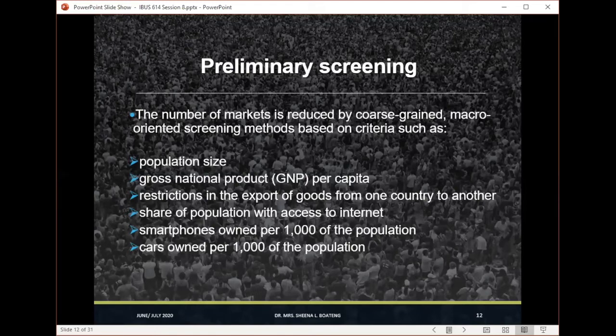How many people are using smartphones? The destinations that you want to go and sell your product in within the host country. Is there enough infrastructure to facilitate the distribution of your product and service within that context? You need to ask yourself all these questions in the preliminary screening.